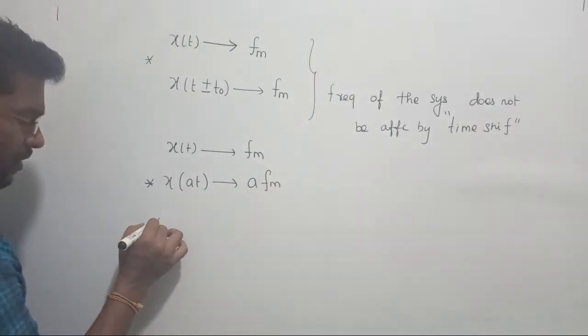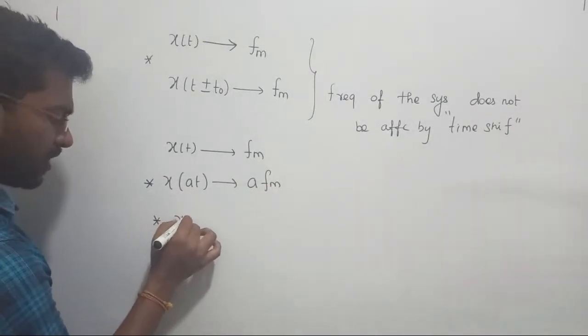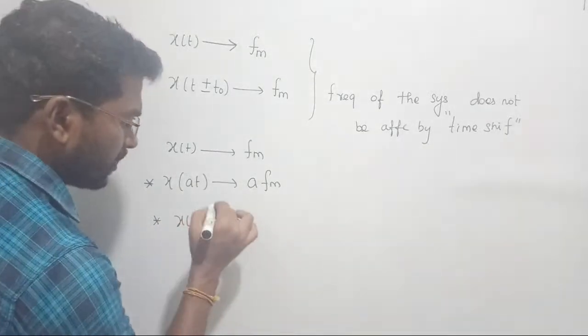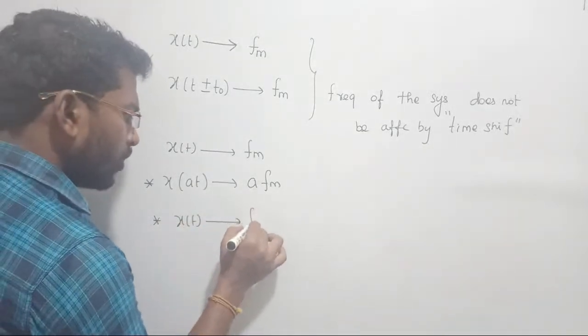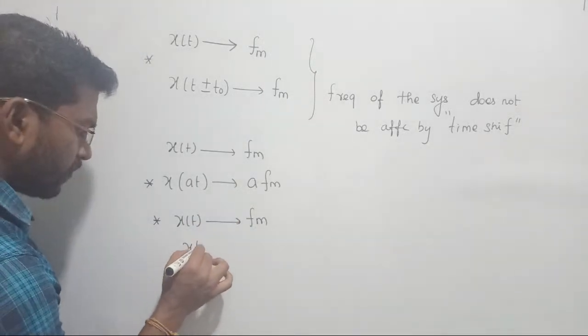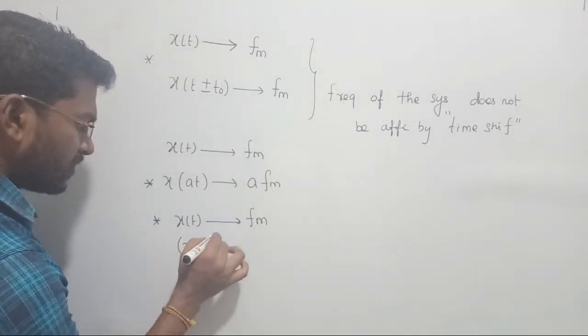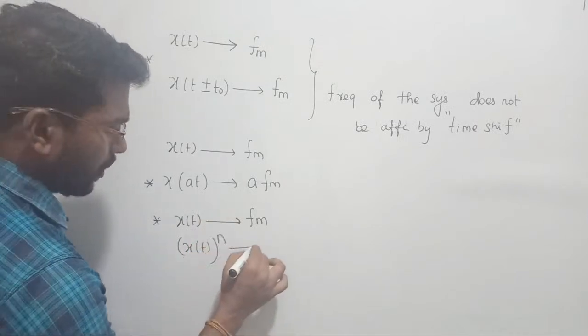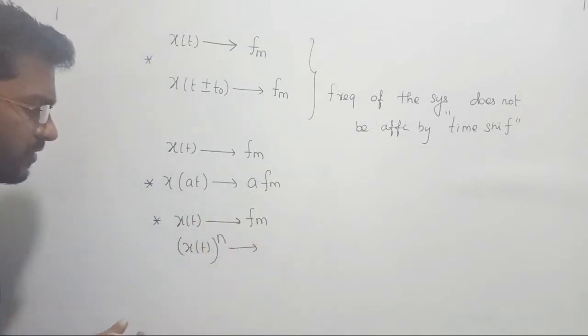Similarly, let us take the third one. If I have a signal x of t, its correspondent frequency is defined as fm. Now I have one more signal, x of t with its value raised to the power of n. Then what will happen? That is also very easy, see there.